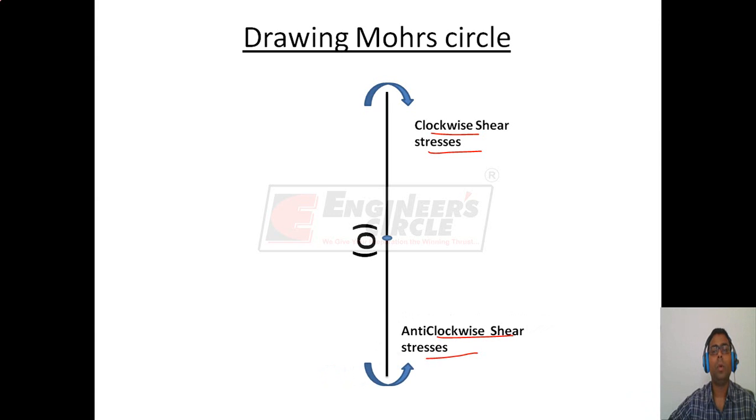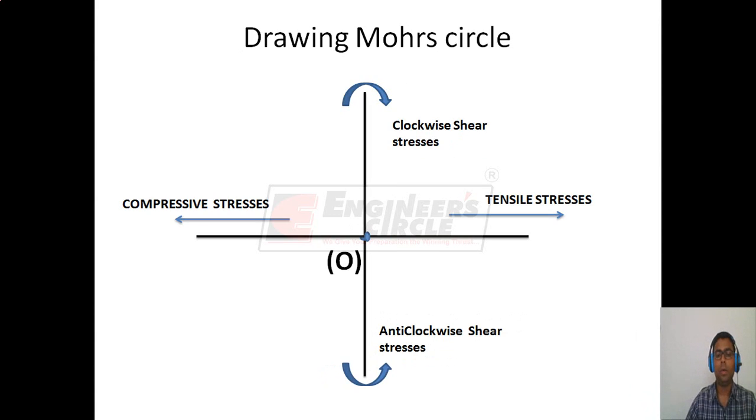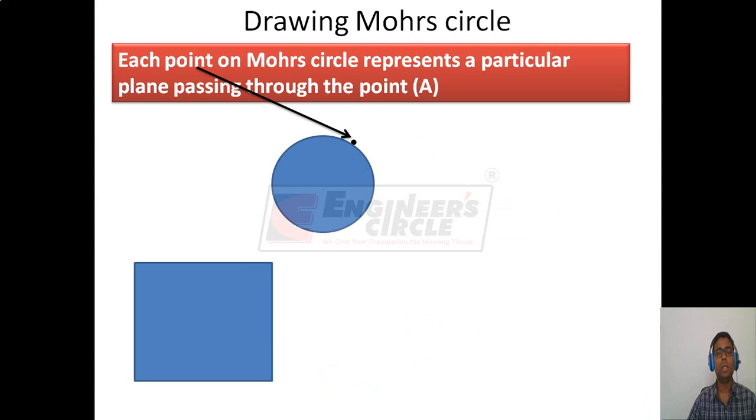So we get the Mohr's circle coordinate like this, where the x-axis represents the normal stresses and the y-axis represents the shear stresses. Certain points are to be noted for drawing Mohr's circle. First is, each point on a Mohr's circle represents a particular plane passing through point A. For example, this is point A.